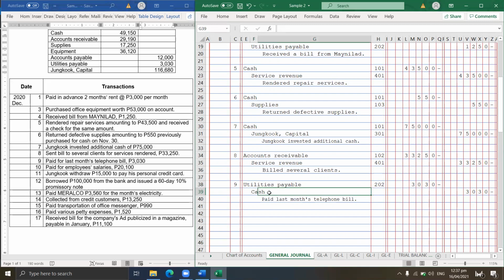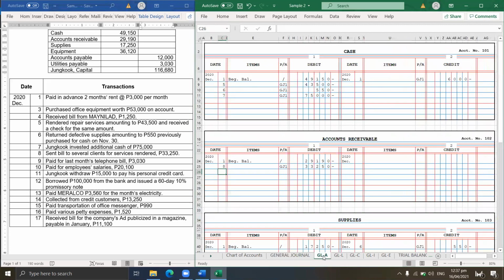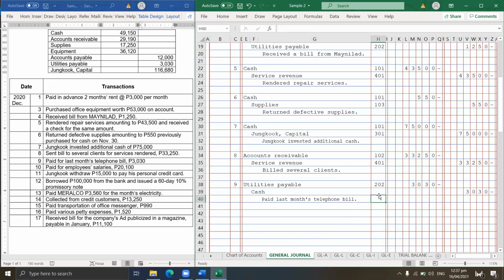Then we have credit to cash. So we post to cash credit 3,030. So in our cash, no? So this will be December 9. Okay? GJ1 pa rin. Then that's 3,030. Okay? So after posting, balik po tayo sa general journal to write our account number na 101. So we're done with the December 9 transaction. Again, pag may question, please let me know. Okay? So we're done with December 9.